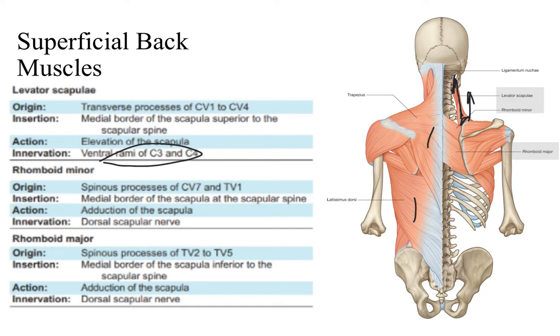And then we have our rhomboids. We have the rhomboid minor, which is a smaller muscle located superiorly, and the rhomboid major, which is a larger muscle located inferiorly. They are called such because they have a rhomboid shape, and if you notice, they're attached to the spinous processes of cervical and thoracic vertebrae, as well as to the medial border of the scapula. When they contract, they're going to pull the scapula in this direction, in what we refer to as adduction of the scapula. Both of them are supplied by the dorsal scapular nerve.